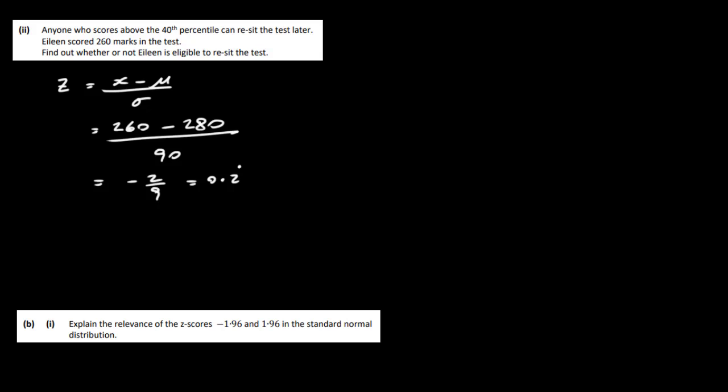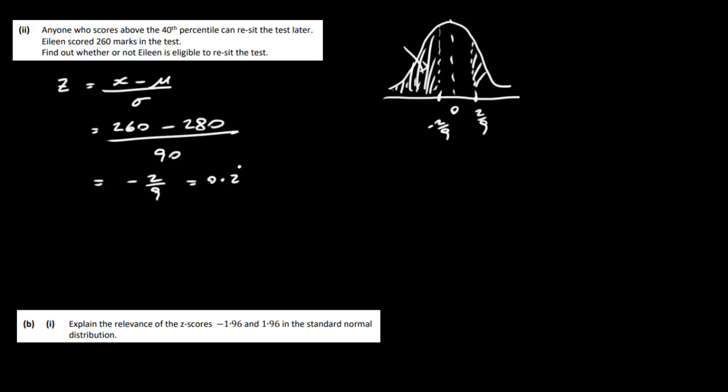So when you work that out, you get minus 2 over 9, or 0.2 repeated. Okay, so on our standard normal curve, again, we'll have 0 here. Minus 2 over 9 is about, let's say here. So this is where Eileen scored. We need to look at the probability of appearing down here, the percentage of people in this part of the graph. Now we can't look up negative numbers on our standard normal distribution tables. So let's just flip that around to plus 2 over 9 here, and its equivalent area will be here.